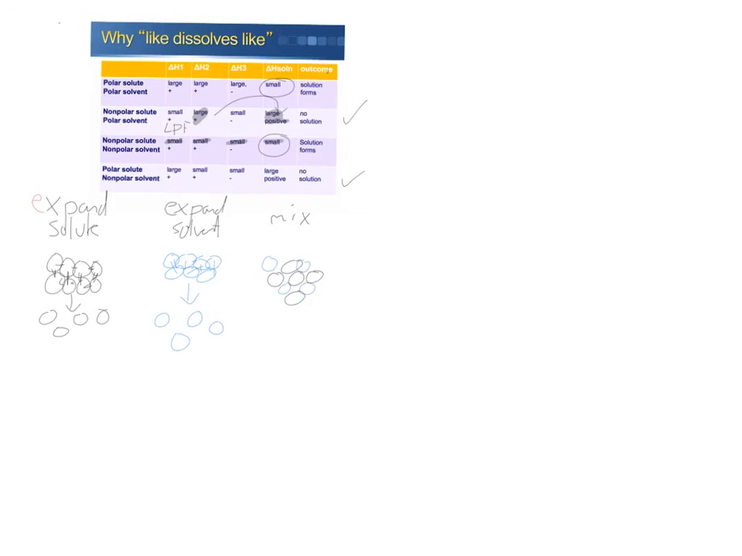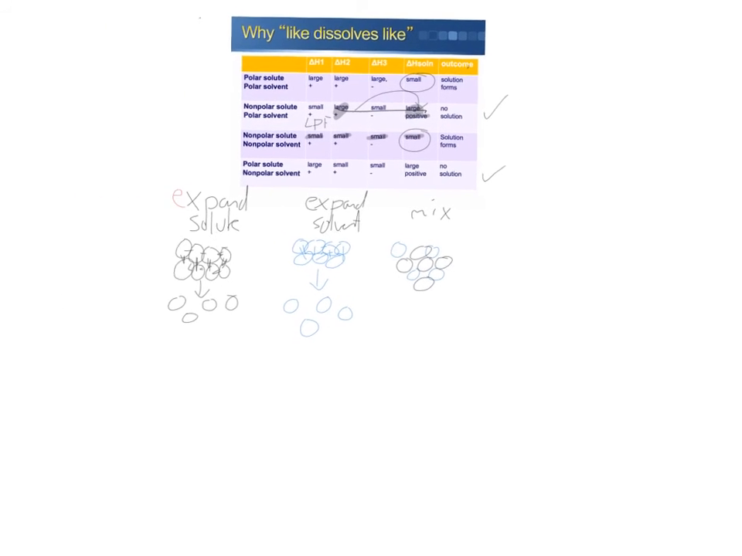To expand the solute, this is often the opposite of lattice energy if this is ionic. Because the lattice energy is coming together, we want to break it apart. So delta H1 is the lattice energy.